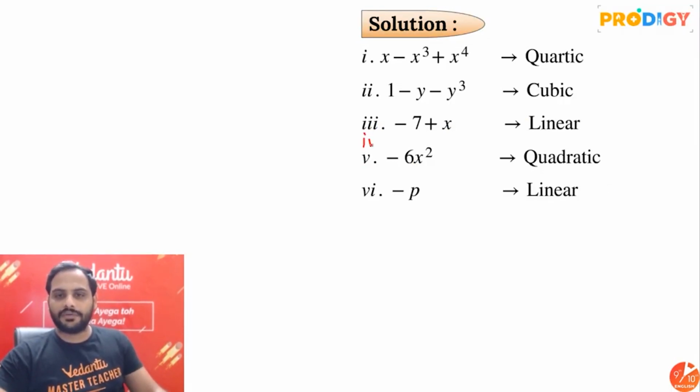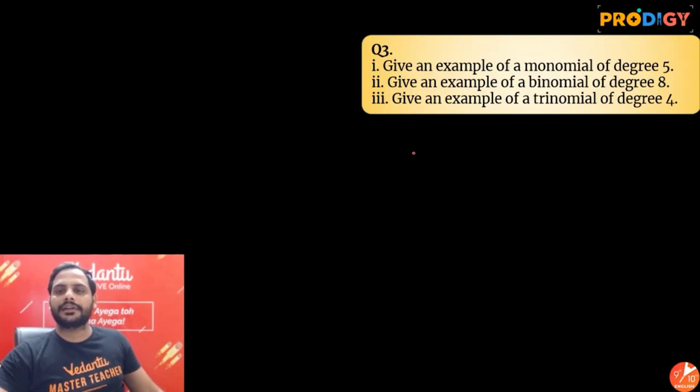Fourth, they have not written over here. Fourth one we can say constant. Minus 30. Alright, next question.